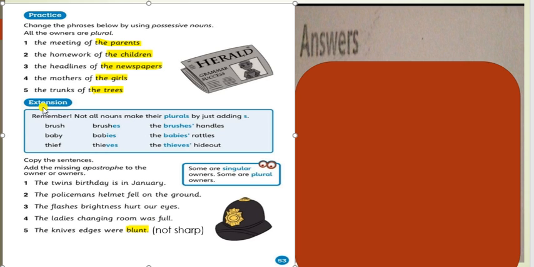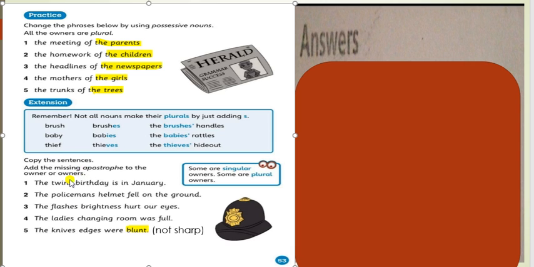Now I want you to look at the extension exercise, and here we're going to find the different types of plural. The word brush will be brushes with es, and we will put the apostrophe after the s. It will be the brushes'. Baby, we will cross the y and put ies, so it's a plural with s, and we put the apostrophe after the s. It will be the babies' rattles. The third one is the word thief, and we cross the f and put ves, so it's plural with s again. It will be the thieves' hideout, with the apostrophe after the s.